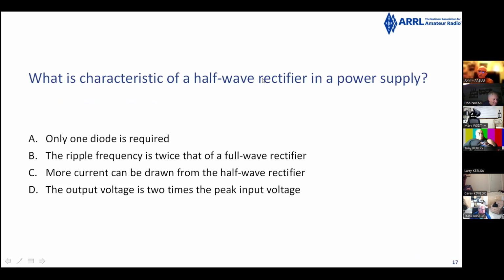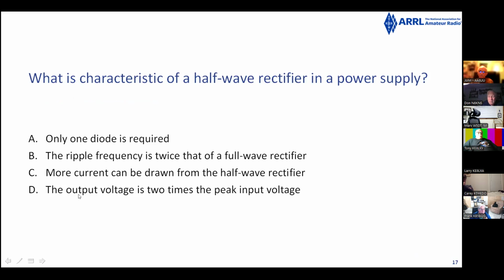What is characteristic of a half-wave rectifier in a power supply? Only one diode is required. The ripple frequency is twice that of the full-wave rectifier. More current can be drawn from a half-wave rectifier. The output voltage is 2 times the peak input voltage.